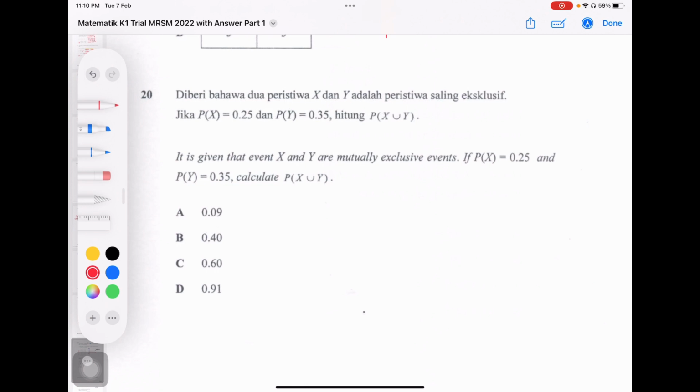Okay, question 20. It is given that events X and Y are mutually exclusive events. If probability of X equals 0.25 and probability of Y equals 0.35, calculate the probability of X union Y. When it says mutually exclusive events, it means both cannot occur at the same time.